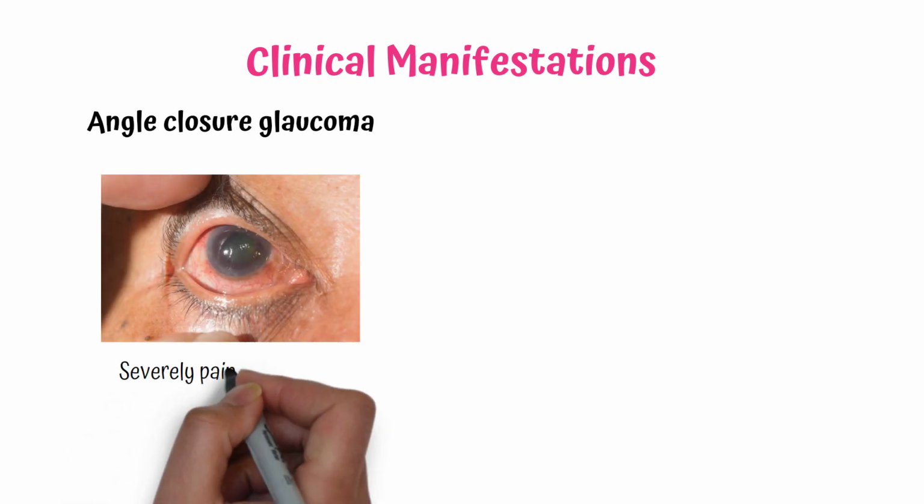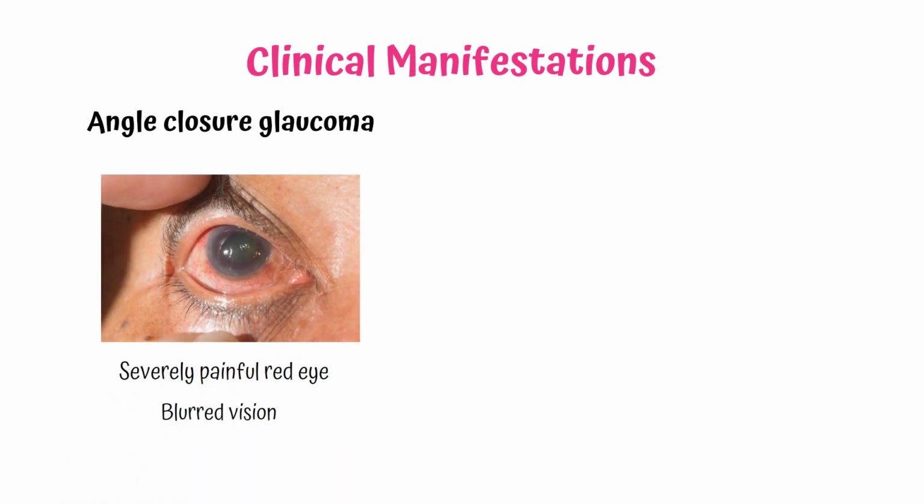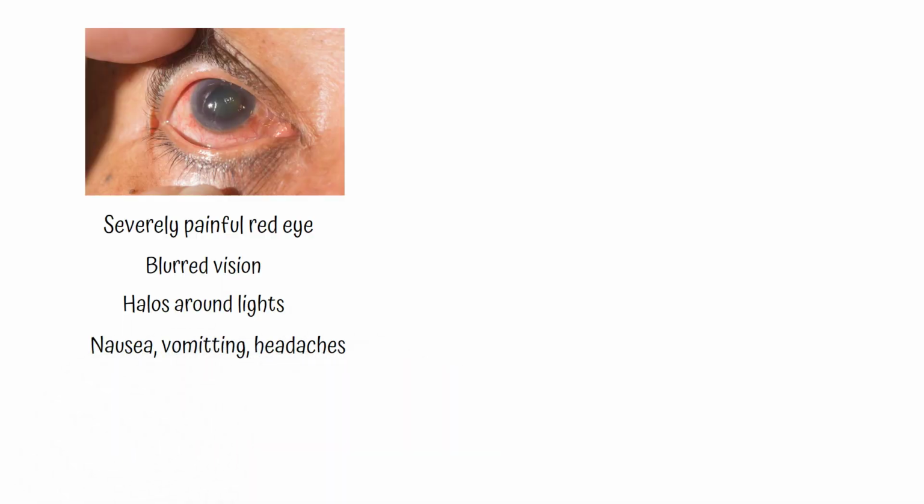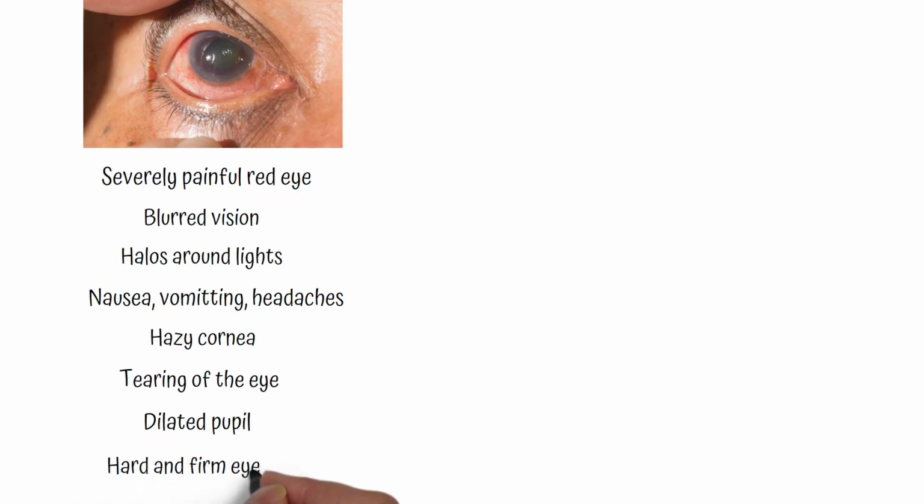People with acute angle closure glaucoma present with a severely painful red eye, blurred vision, halos around lights, and with associated nausea, vomiting, and headaches. These patients may have a hazy cornea, tearing of the eye, and a dilated pupil. If you palpate the affected eye of these patients, you will feel a hard and firm eyeball on examination.